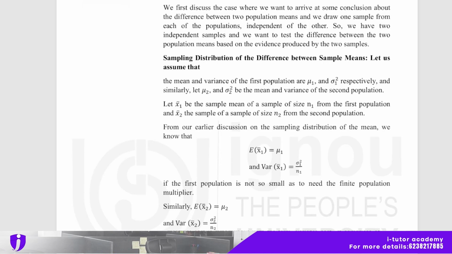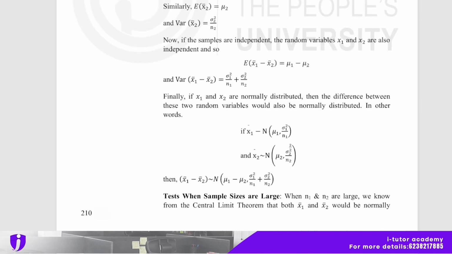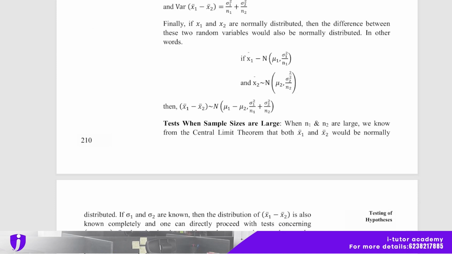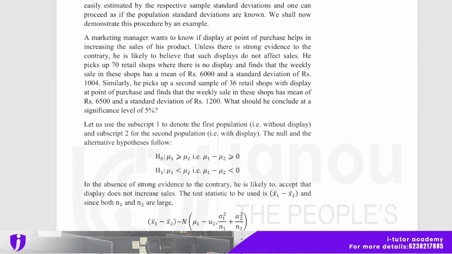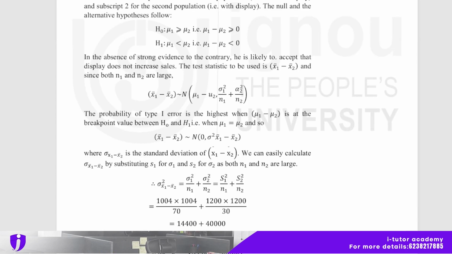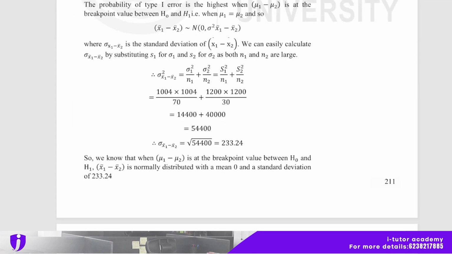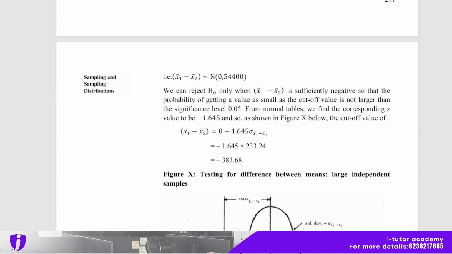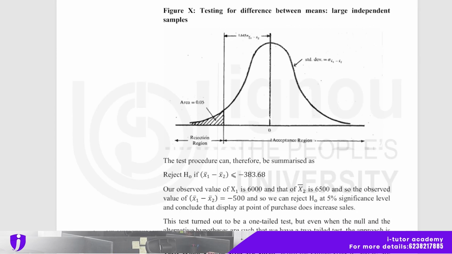Sampling distribution of the difference between sample means. Let us assume that the mean and variance of the first population are here, and it's based on the equation. You just go through your material and test when sample sizes are large. Okay, so that's also here. You just go through it and it will be more clear, because the equation we can't explain like that. You just do it your own way. Okay, testing for difference between means and large independent samples, that is the figure-based approach here.